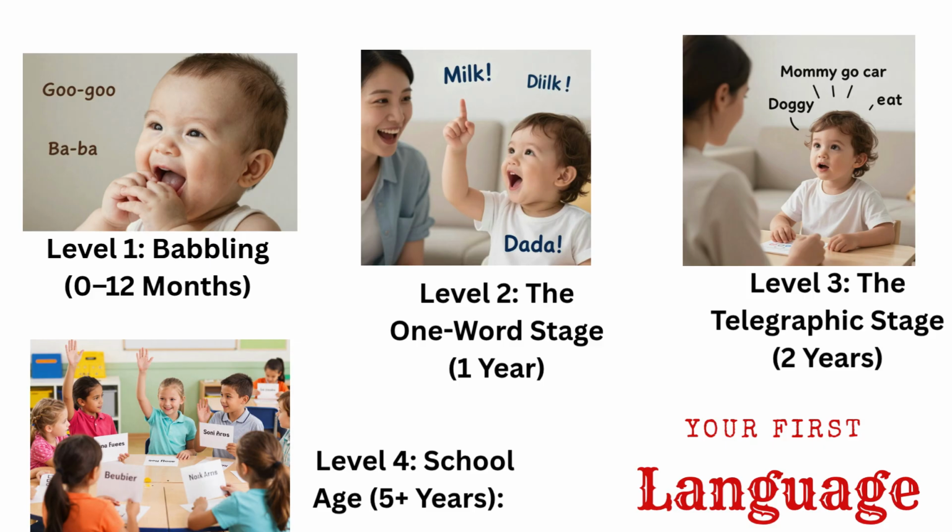Level 4, school age. This happens at 5 years and up. You unlock the full map. You use big sentences and learn social rules, like when to be quiet and how to take turns.